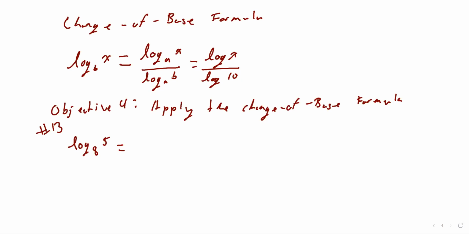How would I rewrite this so I'm able to type this into the calculator and actually get an answer? Are you hot? Because I was freezing cold when I first walked in here. I can only go down to 70. All right, so how can I rewrite this using that change of base formula?